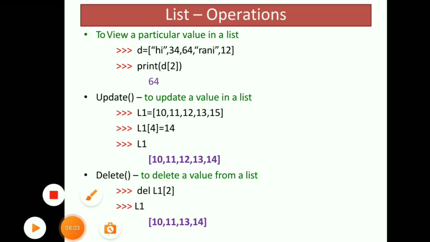The delete function is used to delete a particular value from the list. Using the index value, we can delete a particular item or element from the list. The del command is used. Del L1 of 2. Here we delete the index value 2. In this list, the index value 2 is 12. So, the 12 value item is deleted from the list.